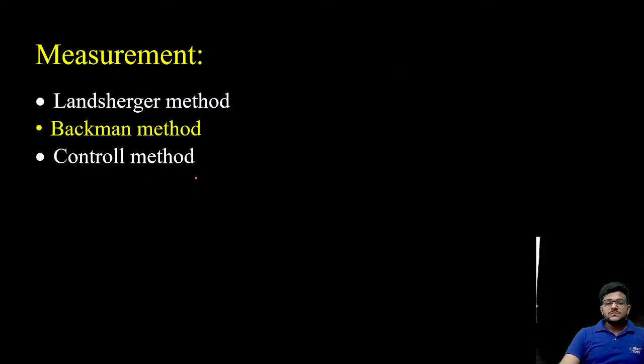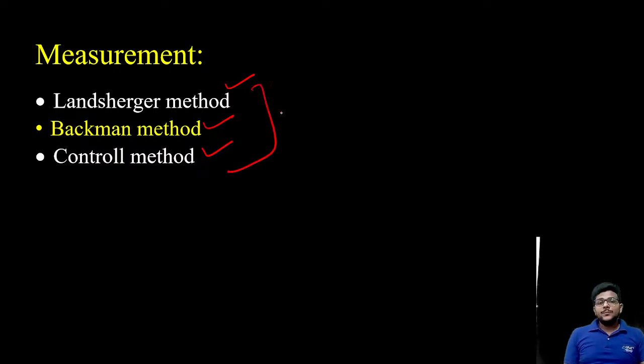Got it? As there were methods for the determination of relative lowering in vapor pressure, the same applies for the elevation in boiling point. For the elevation in boiling point, we have the Landsberger method, Beckmann method, and Cottrell method. These are the three methods used for elevation in boiling point, as the barometric method and Ostwald method are used for relative lowering in vapor pressure.